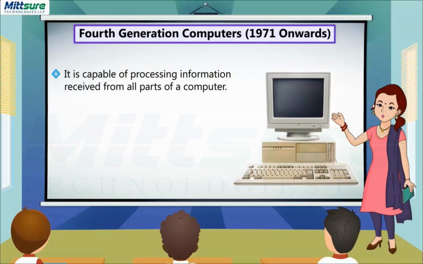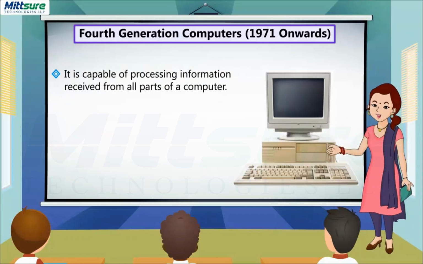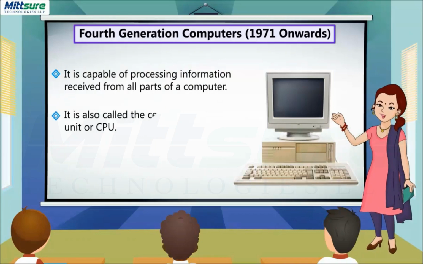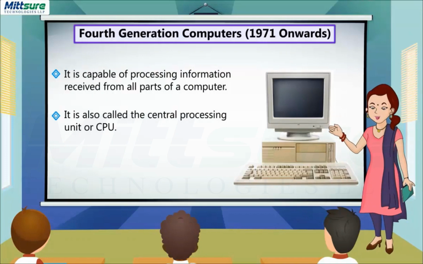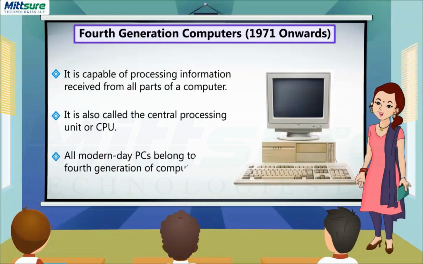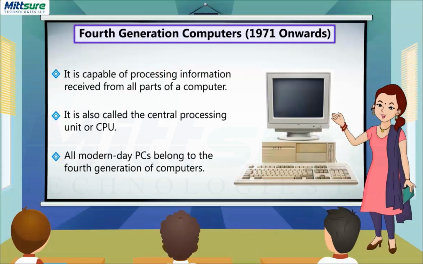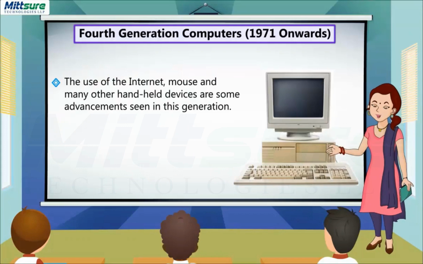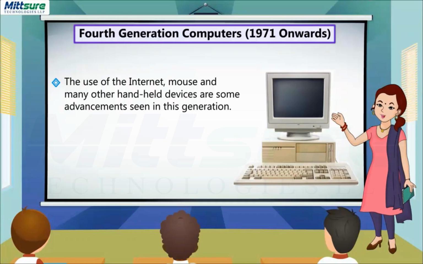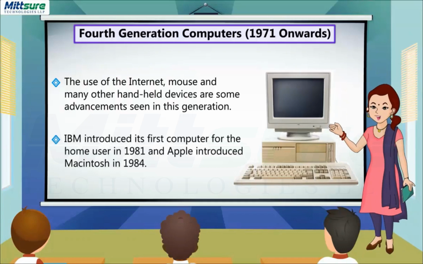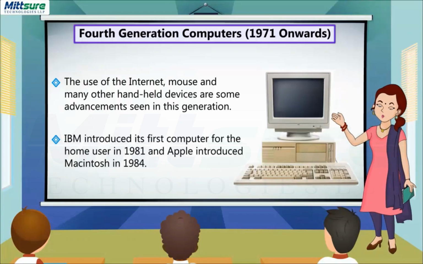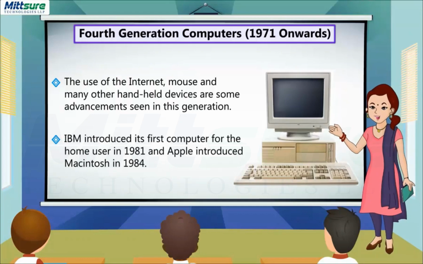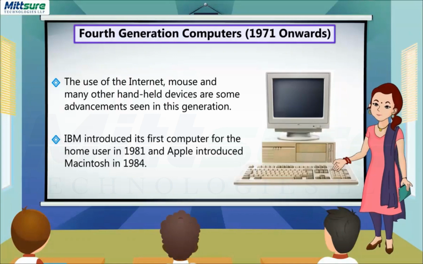It is capable of processing information received from all parts of a computer. It is also called the Central Processing Unit or CPU. All modern-day PCs belong to the fourth generation of computers. The use of internet, mouse, and many other handheld devices are some advancements seen in this generation. IBM introduced its first computer for the home user in 1981 and Apple introduced Macintosh in 1984.